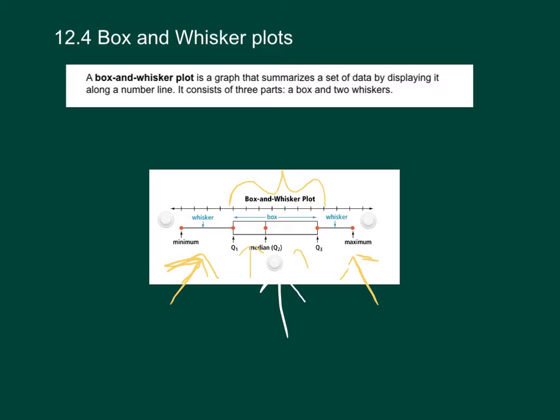If you remember, Q2 also says median, and we know how to find the median. You have to list the numbers in order, and the middle number is Q2. Q1 is the middle of the bottom half of numbers. So again, the numbers in order, find the middle number between the median and the minimum. That'll give you Q1. And then Q3 is going to be the middle number between the median and the maximum.